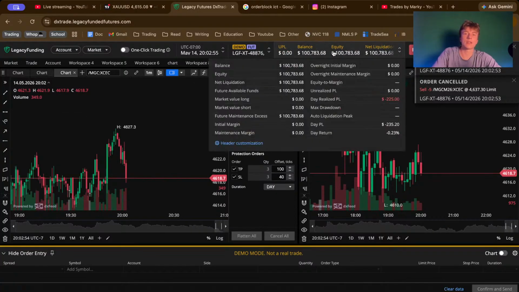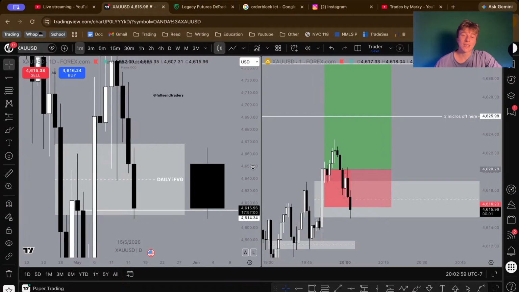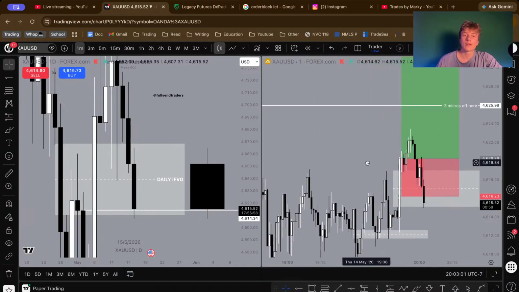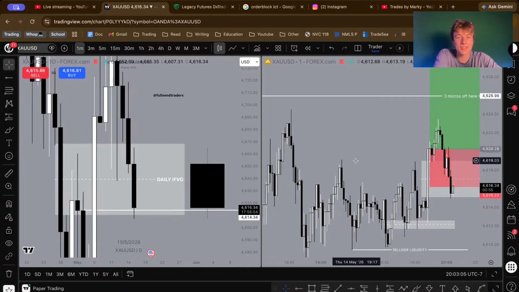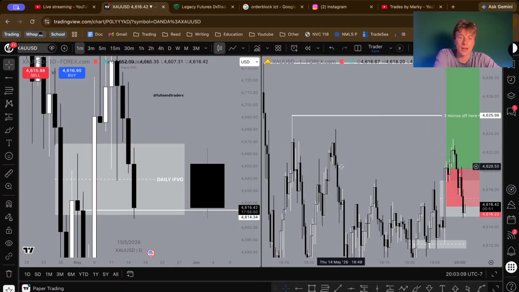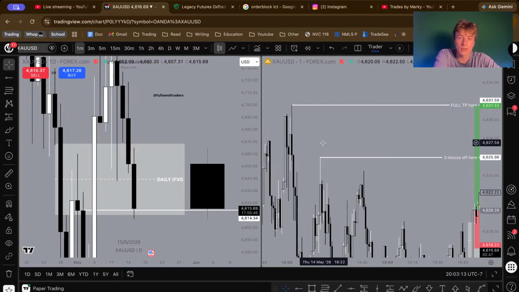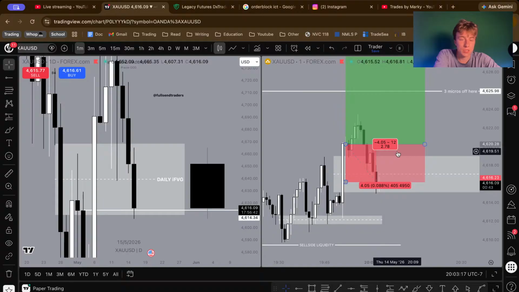All right, we just got taken out. Minus $225. We did get a nice entry. It came fast. Closed above this gap. We rejected from it, but we did not take out the highs here. We did not take out the first high. So that does suck a little bit that we just got taken out.